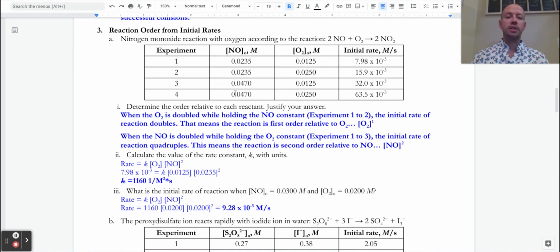Then we're looking for a scenario where NO doubles and the oxygen stays the same. We could really pick a couple sets here, but we'll just look at 1 and 3. I double my NO, my oxygen stays the same, and rather than going from 8 to 16, I go from 8 to 32. The initial rate quadruples. I stated what's changed. I stated what stayed the same. And then I said the result, which is second order relative to that.